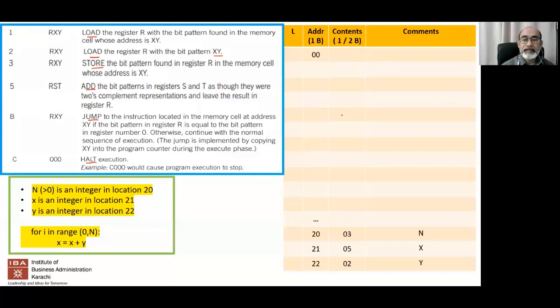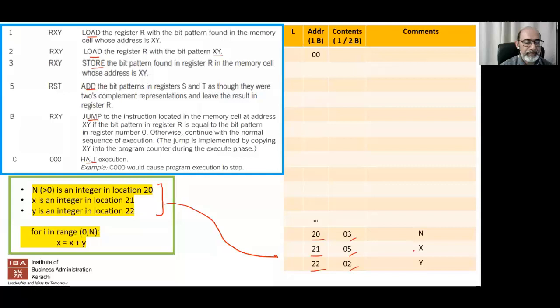So let's assume that we have this data stored. Okay, so this is already stored in memory. So we said that n is an integer, which is stored in location 20. X is stored in location 21, and Y is stored in location 22. And let's assume that these are the initial values, just for reference purposes. So N, X, and Y are here.